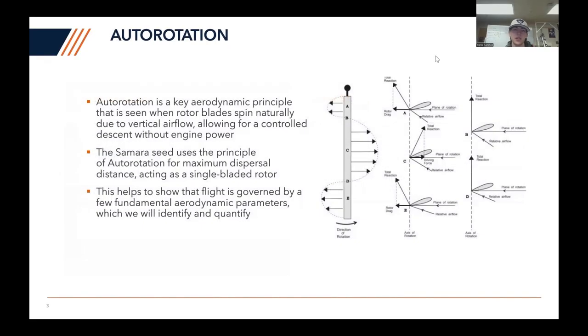To introduce auto-rotation: it is a key aerodynamic principle that is seen when rotor blades spin naturally due to vertical airflow, and this allows for controlled descent without engine power. The Samara seed uses this principle of auto-rotation for maximum dispersal distance, acting as a single-bladed rotor. This helps to show that flight is governed by a few fundamental aerodynamic parameters, which we will identify and quantify.